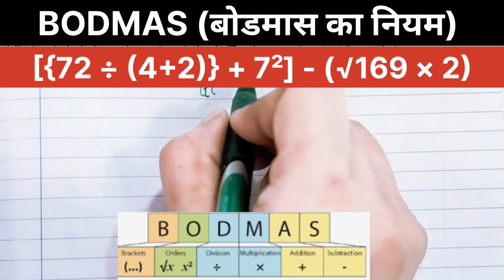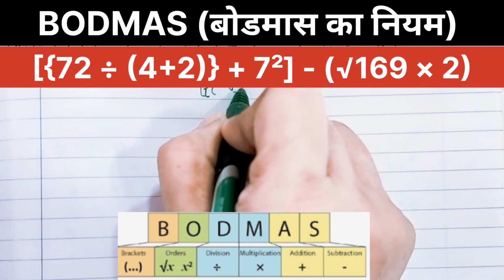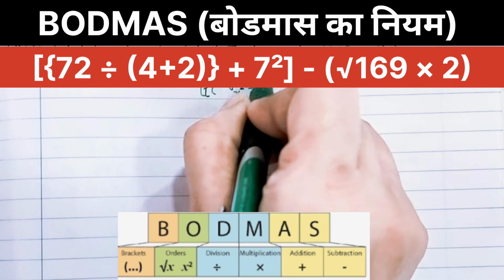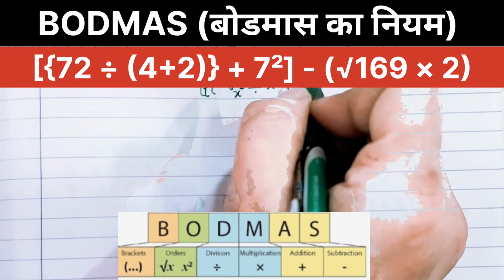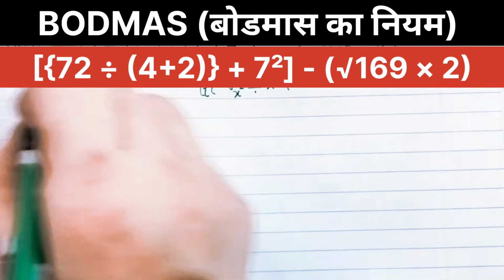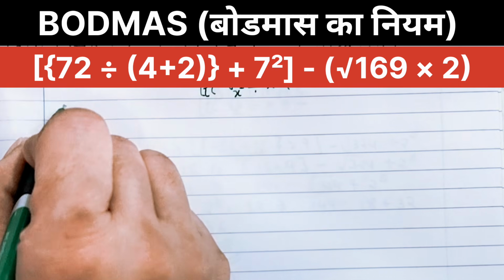O stands for how we convert into multiplication. We solve roots and exponent. D stands for division. M stands for multiplication. A stands for addition. S stands for subtraction. So now according to the BODMAS sequence, we'll break down this expression by the step-by-step solution.